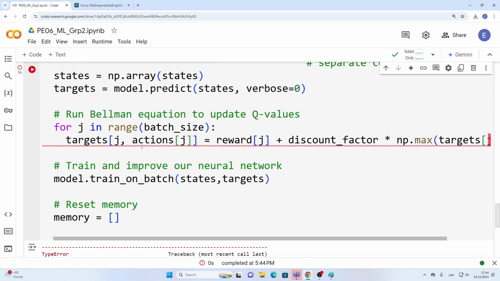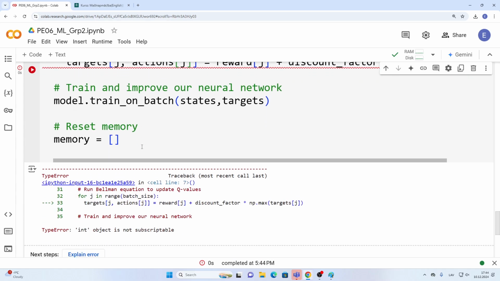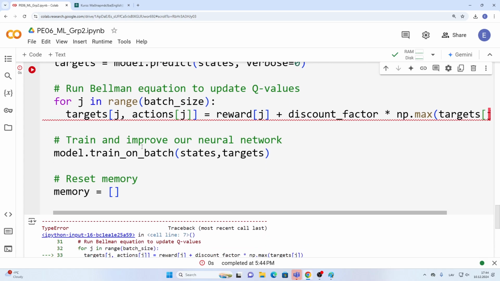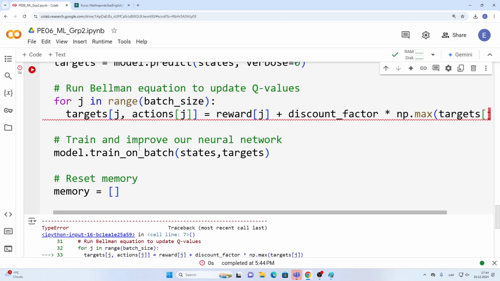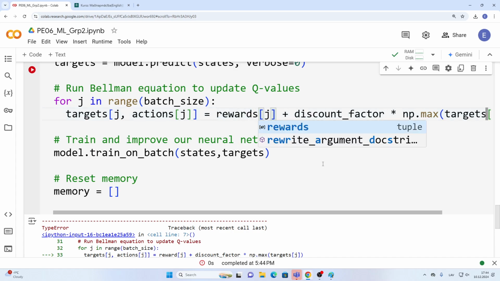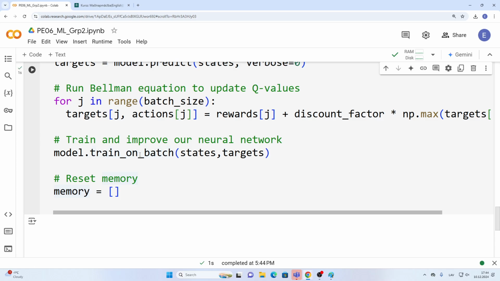So let me run everything just to see if it contains any errors, and it does. Rewards. Sorry, this is not reward, but rewards, multiple ones, yes? 32 rewards. Well, because if we speak about 32 actions, 32 states, then we also have to consider 32 rewards. Okay, this actually worked pretty fast, yes, not so slow, but that is only because we have 100 pictures.